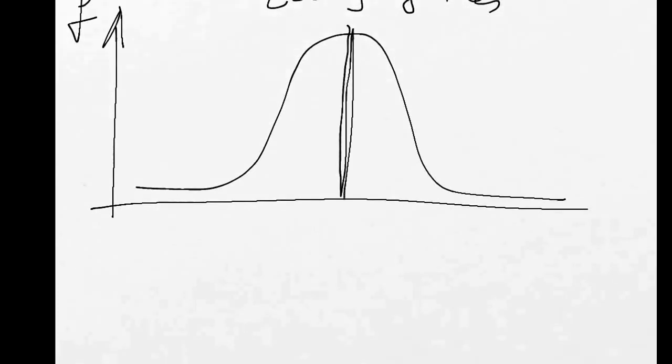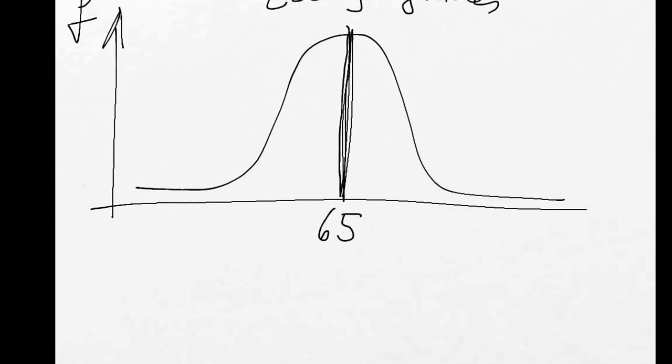Let's say we have a mean here, and this is all the students. So this would be a population. All the students in one cohort, and this would be, say, 65. Now tell me, how many students got less than 65%? How many students got less than 65%?